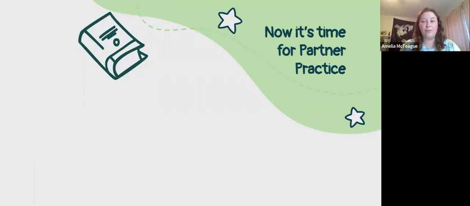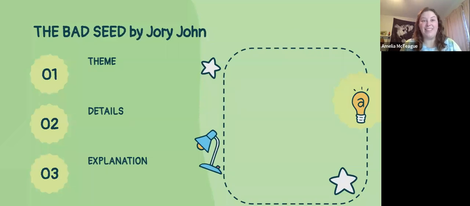Now it's going to be time for partner practice. With a partner, you are now going to use that same theme worksheet to identify the theme and supporting details and explanation of the book, The Bad Seed. You're going to do the same thing that we did together using the worksheet, and I want you to read it first to just get the whole sense of what it says. And then I want you to think about those 3 things we're going to be looking at: the theme, details, and explanation.